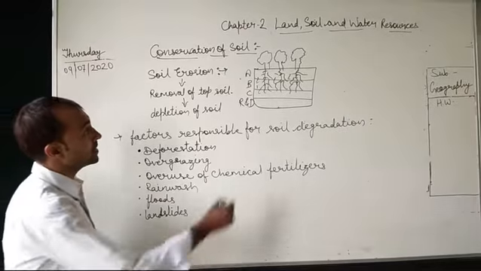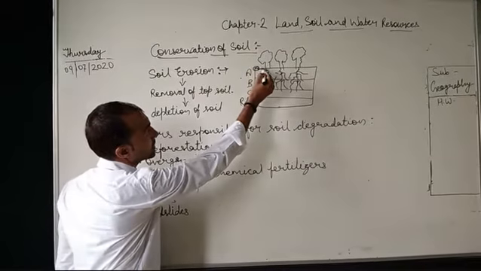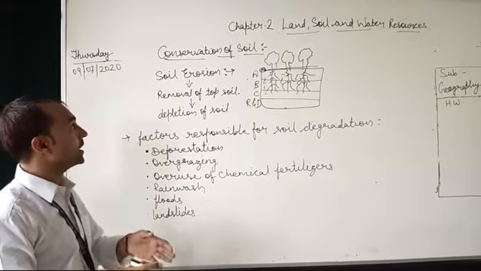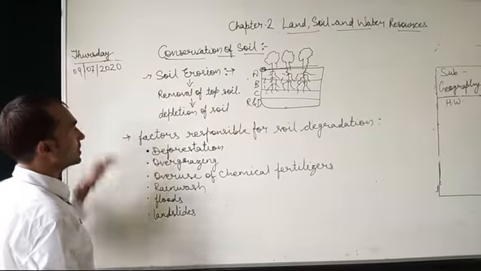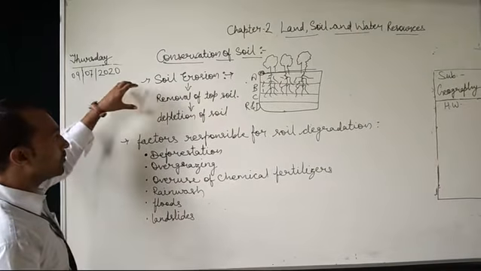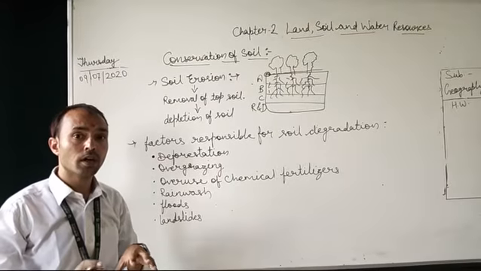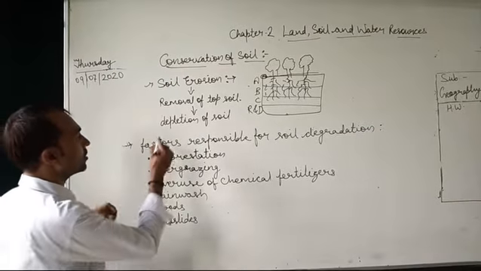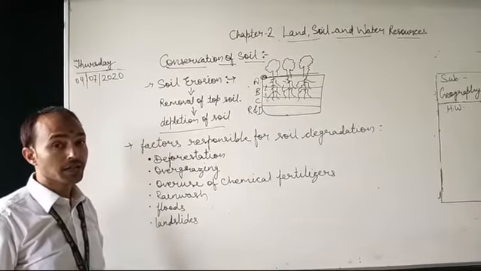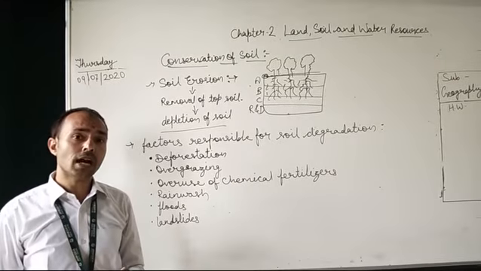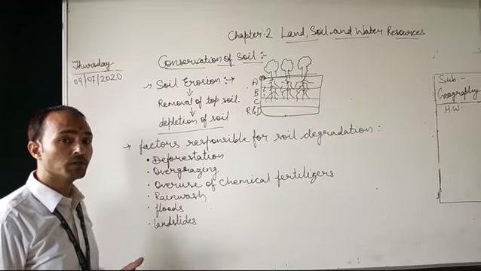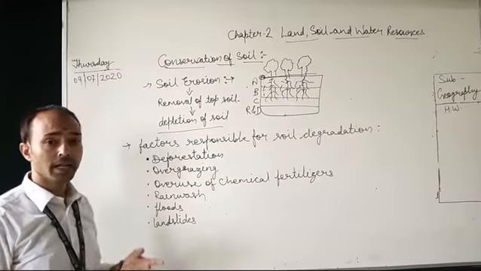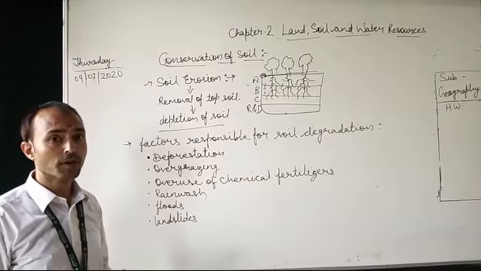Students, when there is the removal of topsoil, it is called soil erosion. If it is not monitored, or if we do not pay any attention to this problem of soil erosion, then it leads to the depletion of soil, or soil degradation. There are many factors responsible for soil degradation. Mainly there are two kinds, natural or human factors.